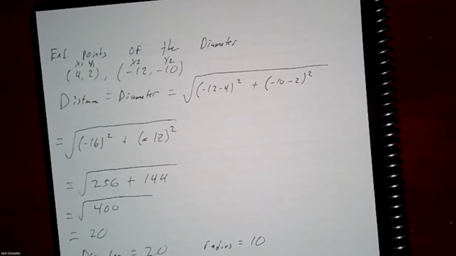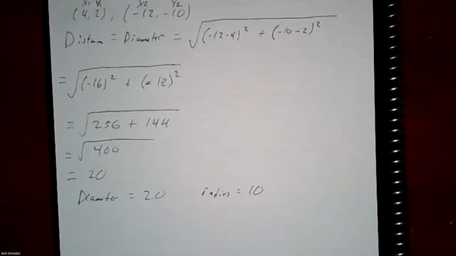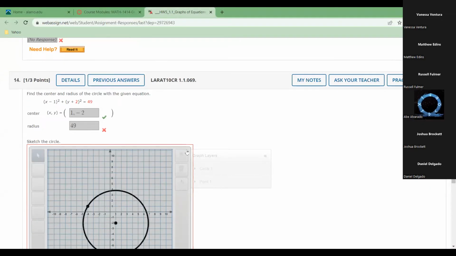Okay. And I have another question. Yes, I'll share the screen again. Sure, go for it. And for the first 14, for the radius, am I supposed to square both sides? Well, the radius will always be the square root of this number here, that 49 on the right side. So this is the squared radius. So r is the square root of that. So you should put a 7 here.